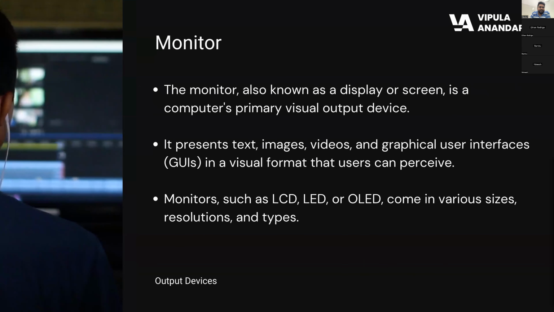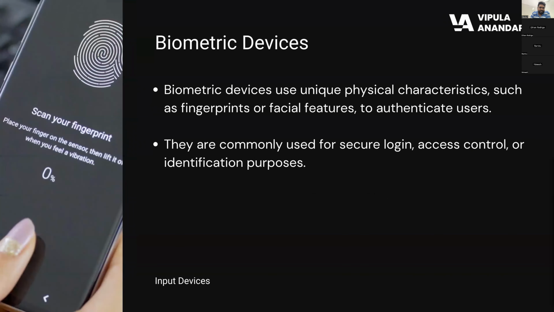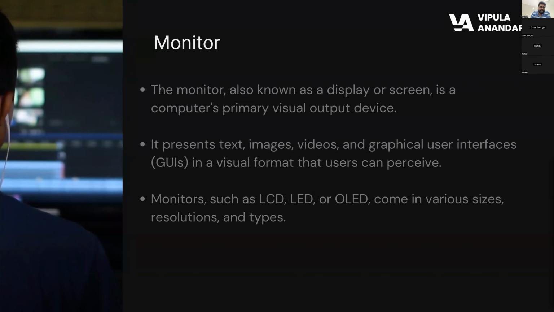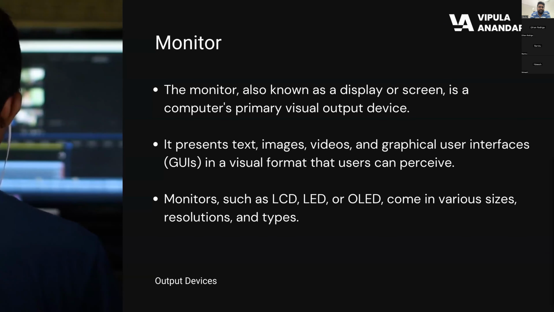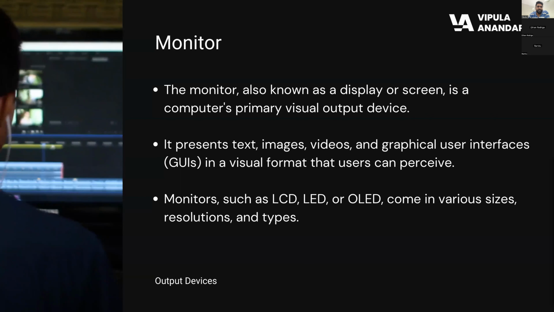Now we have the output devices. Mainly we have the monitor. The monitor is also known as the display or the screen. This is the primary visual output of a system or device, and it presents text, images, videos, and graphical user interfaces in a visual format that the user can perceive.